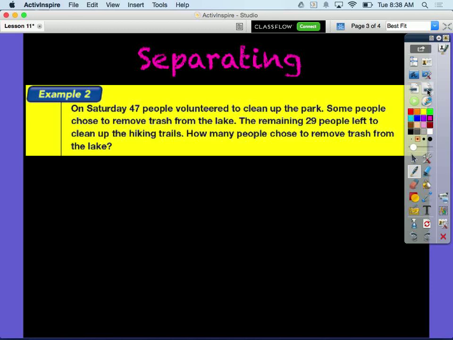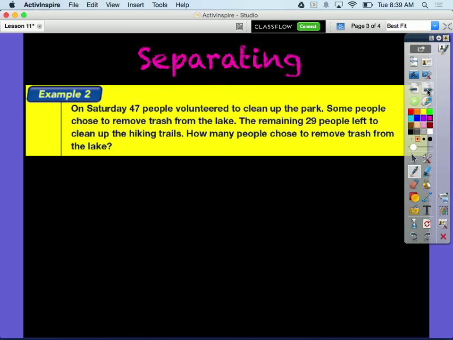Okay. Now a separating problem. It says on Saturday, 47 people volunteered to clean up the park. Some people chose to remove trash from the lake. The remaining 29 people left to clean up the hiking trails. How many people chose to remove trash from the lake?